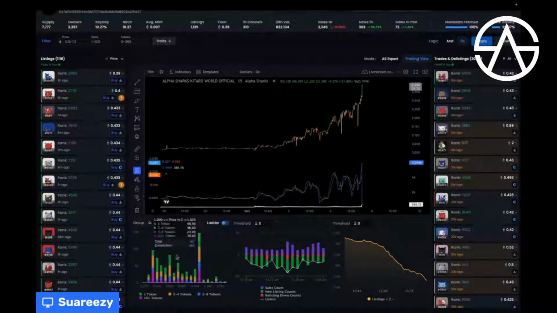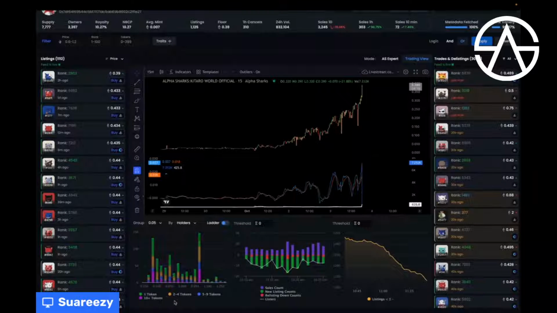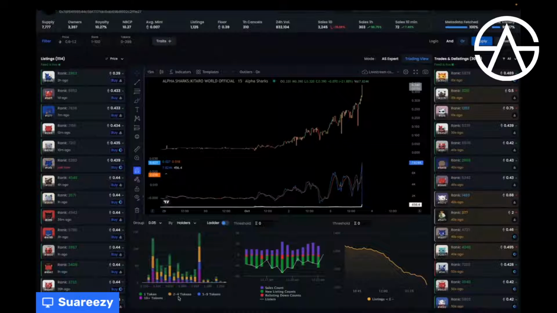And let's actually look at the holders and see what they're looking at. So right here I changed the graph from listing nature to holders. And what that's going to give us is a color-coded breakdown. The green portion is going to be people who own one particular token of the project itself. Yellow is going to indicate 2 to 4 tokens, meaning people who own 2 to 4 NFTs.